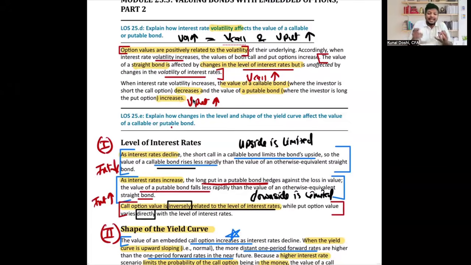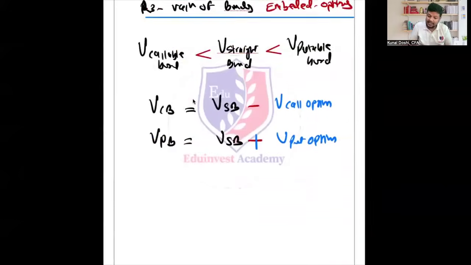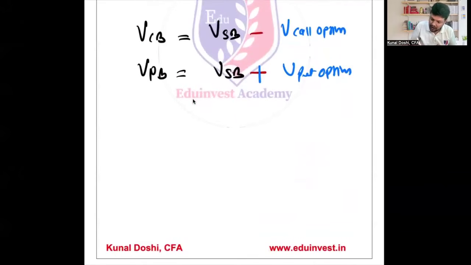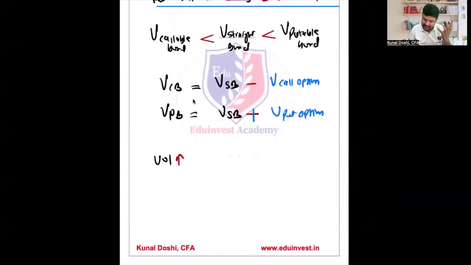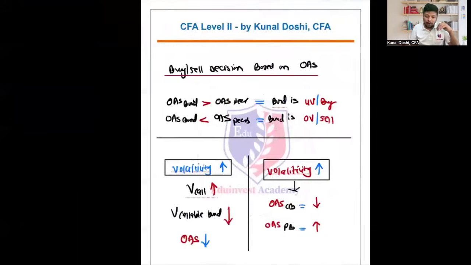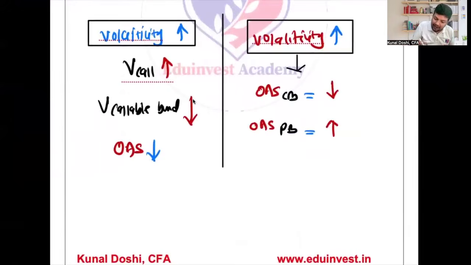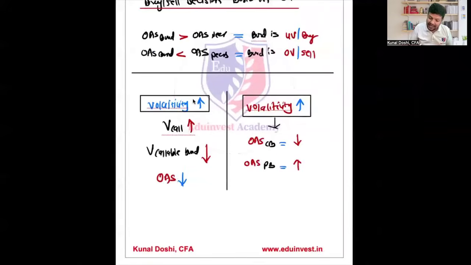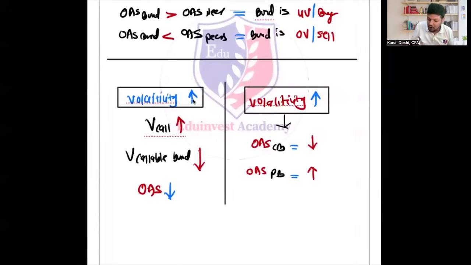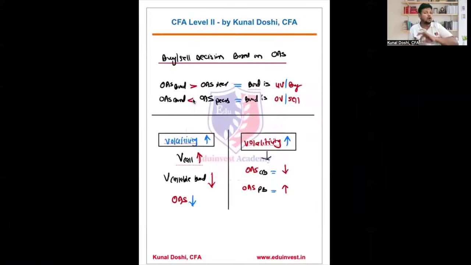So when volatility increases, what happens? When volatility increases, guys, the value of call and put both will increase, isn't it? But the increase in the value of the call option is a bad thing for a callable bond, because the callable bond's value will fall. So when I say volatility increases, the value of call and put both will increase, but increasing the value of the call is a bad sign for a callable bond. So the callable bond's value falls.